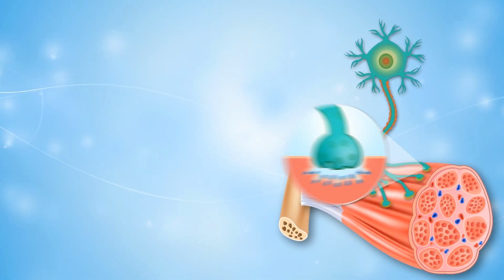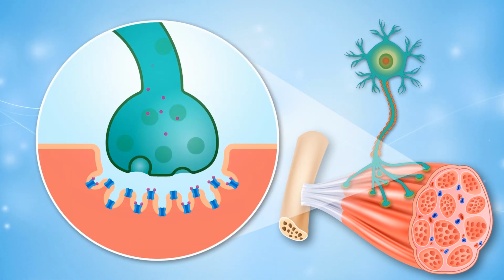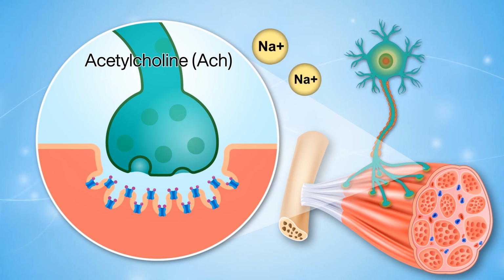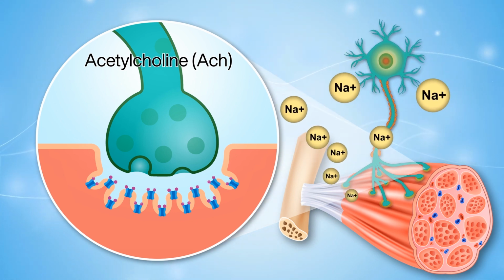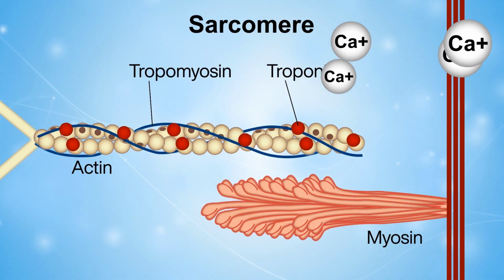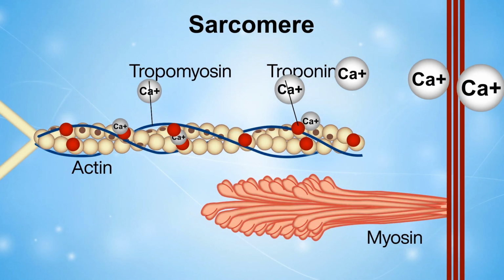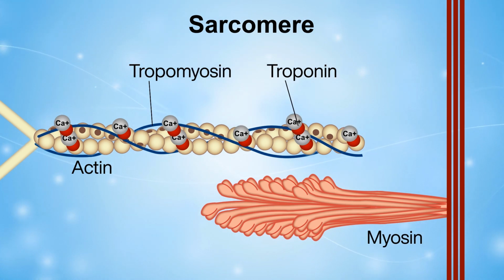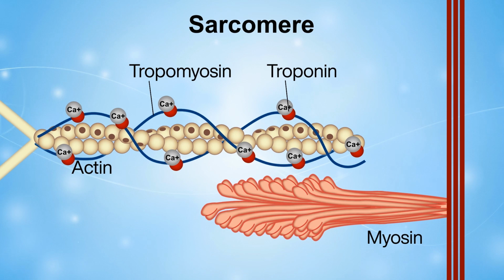The action potential causes the motor neuron to release a neurotransmitter, acetylcholine. Acetylcholine crosses the neuromuscular junction to initiate a muscle contraction at the myofibril. When acetylcholine enters the myofibril, sodium rushes into the muscle cell. The increase in sodium causes calcium channels to open and releases calcium into the sarcomere. Next, calcium binds to troponin, lifting itself and the tropomyosin to open actin's binding site for myosin to attach.